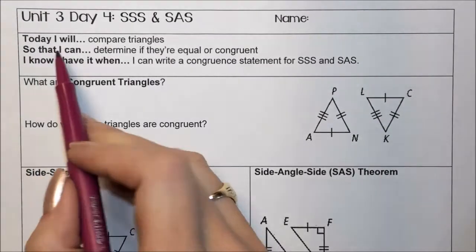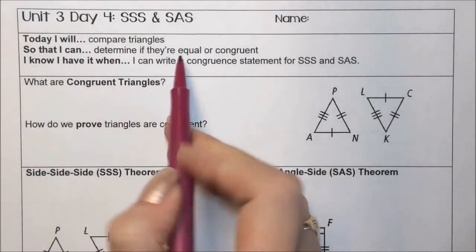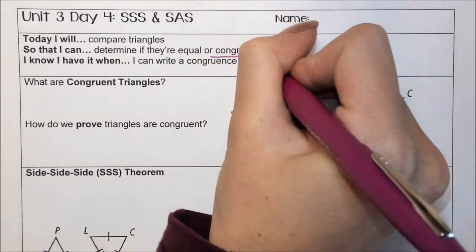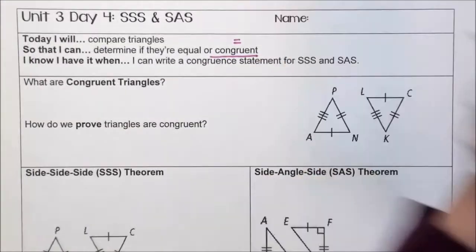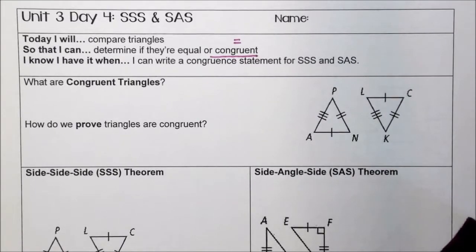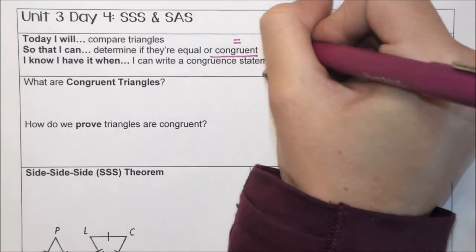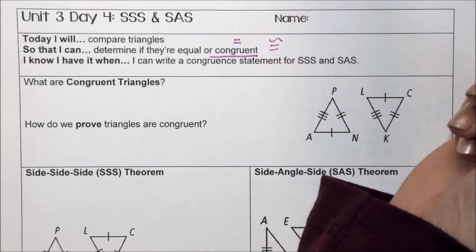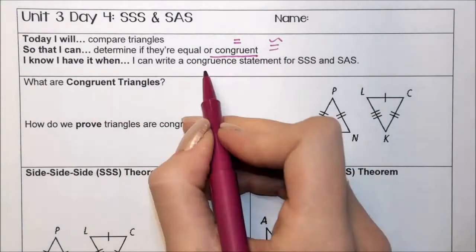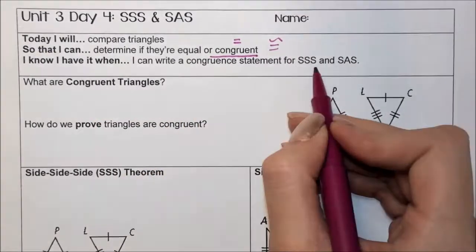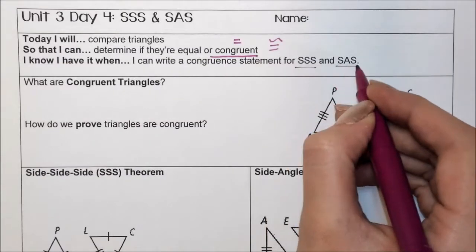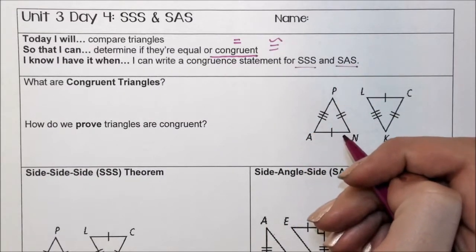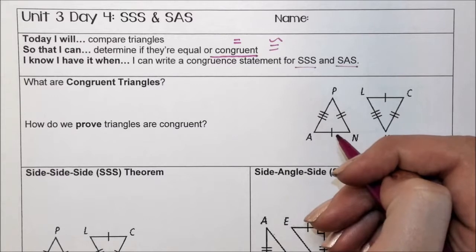Hey guys, today we are comparing triangles to determine if they are equal or congruent, which remember is our fancy word that means equal. And the symbol for congruent is equal with a little squiggle on top. You'll know you've got it when you can write a congruent statement for SSS and SAS. So these are two theorems we're about to learn about.